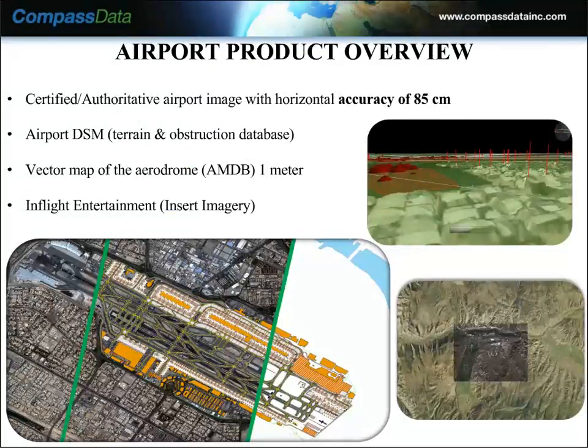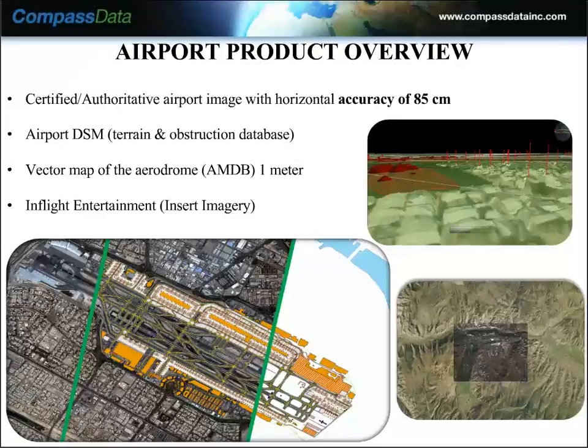A high-level view of the products we're offering is the certified authoritative airport image with horizontal accuracy of 85 centimeters. This is really our uniqueness: we're providing a certified 2D ortho image over airports at 85 centimeter horizontal accuracy. That's a combination of the ground control points that we use and the great imagery that we have access to through our IPP agreement with DigitalGlobe.